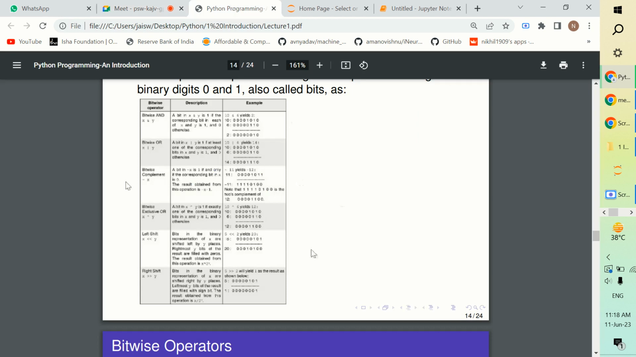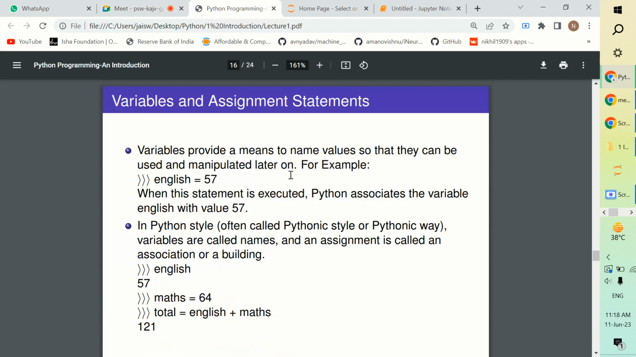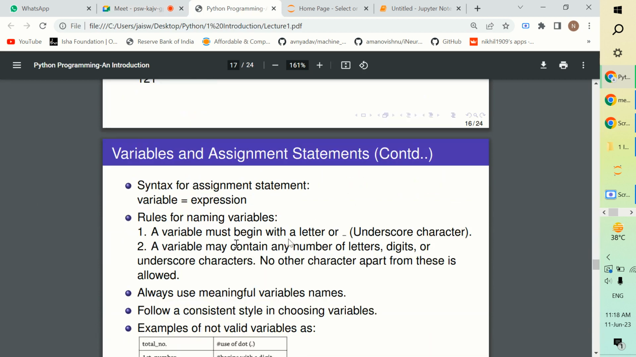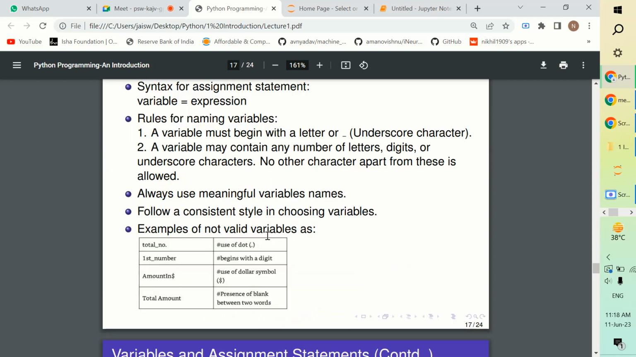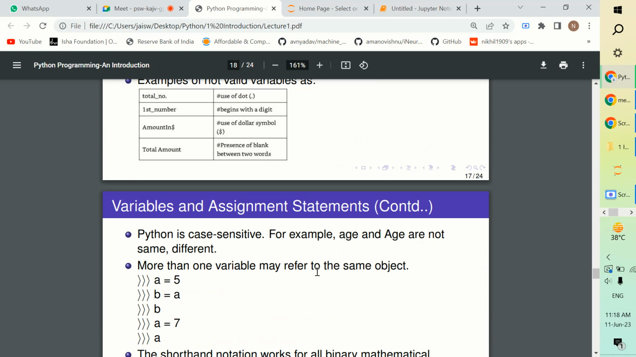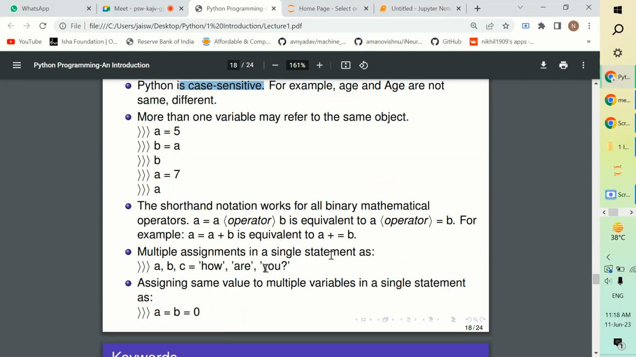In the next class, I'll explain the bitwise complement, XOR, and then variable assignments, how to assign a variable in Python, what is the correct syntax, and the validity of the variables, the case sensitivity of the variables, and the shorthand.